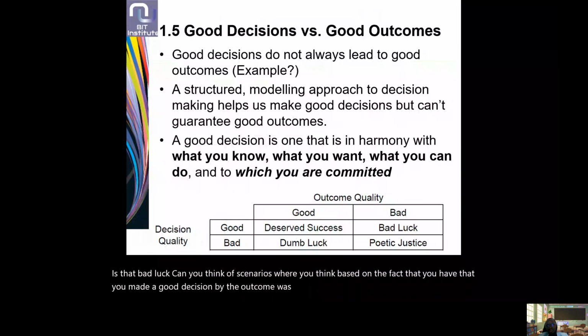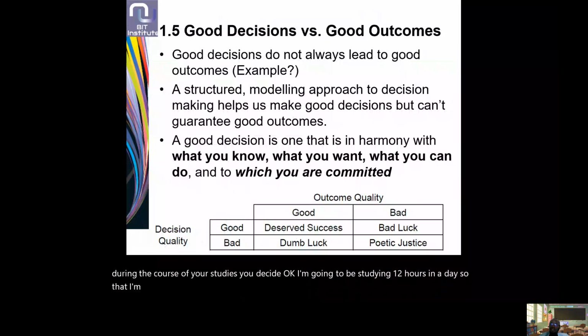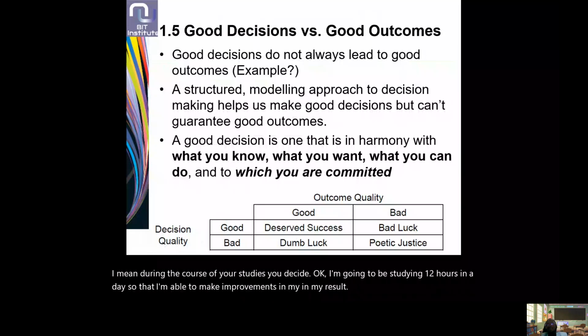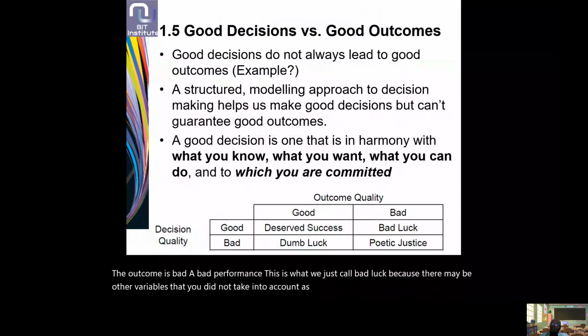For instance, during the course of your studies, you decide, okay, I'm going to be studying 12 hours in a day, so that I'm able to make improvements in my results. What if after this process you do exams, and the outcome is bad, a bad performance, right? This is what we just call bad luck, because there may be other variables that you did not take into account as you are making the decision to study for 12 hours.